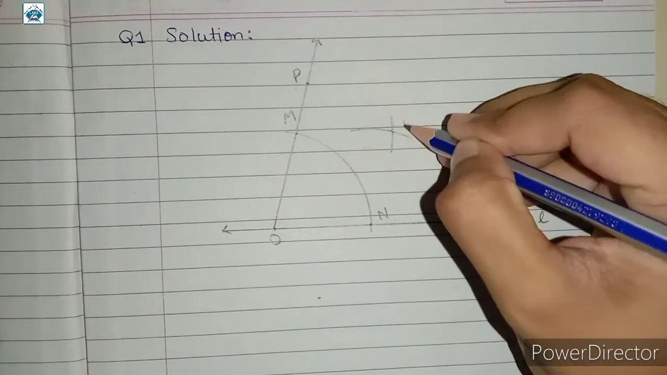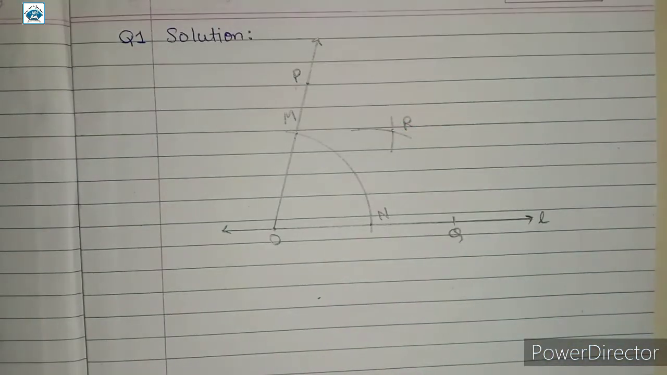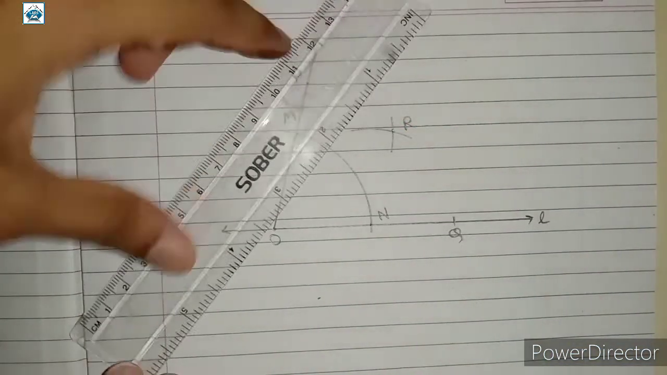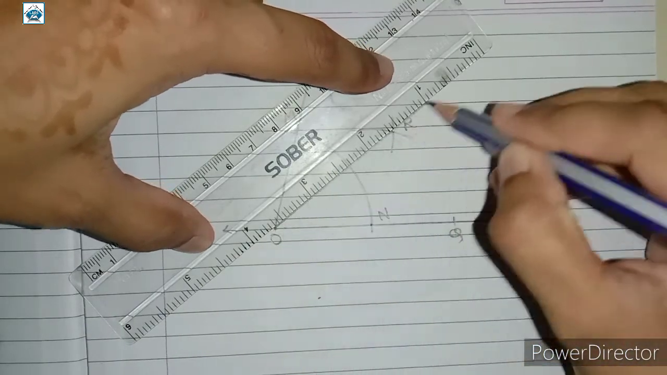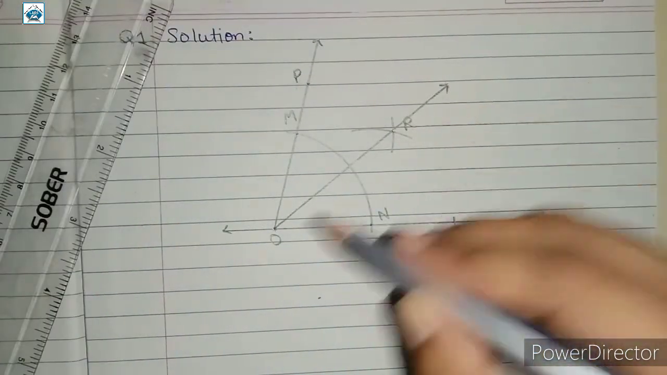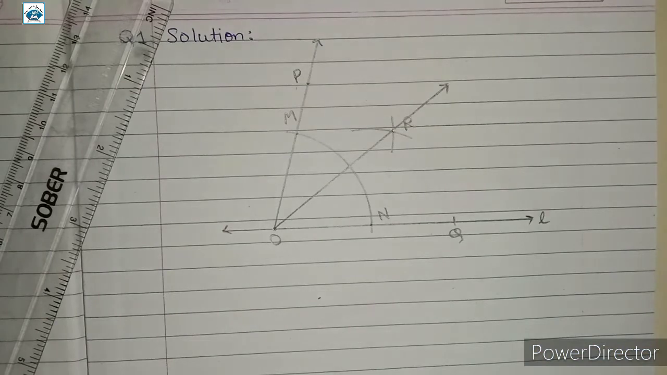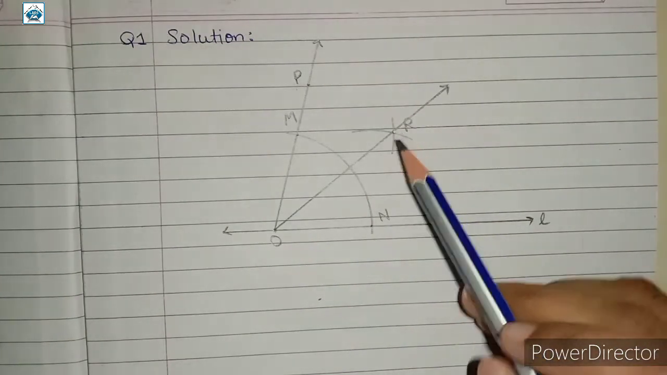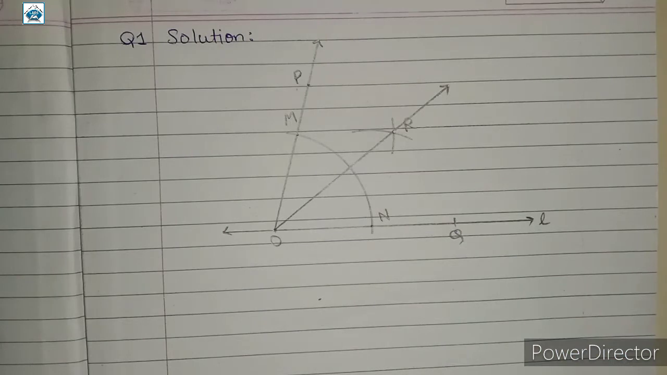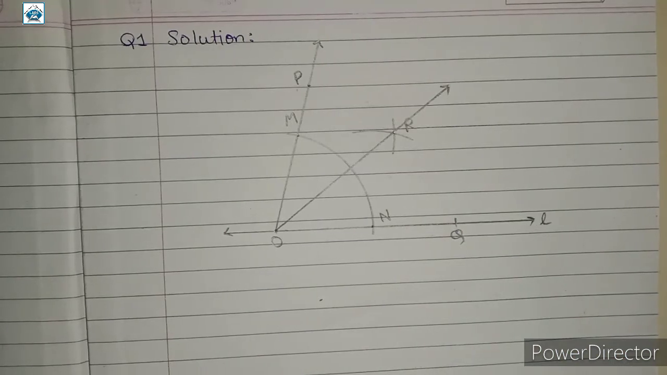Say this point be point R. Next, you need to join OR. Here, ray OR is the bisector of angle POQ. OR is also the line of symmetry. So in this way you will construct the bisector of a given angle.